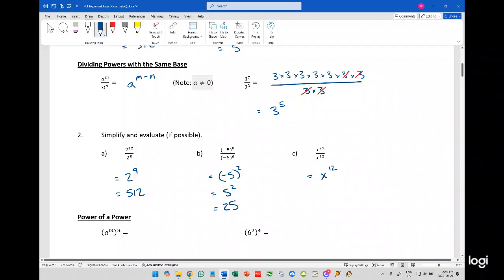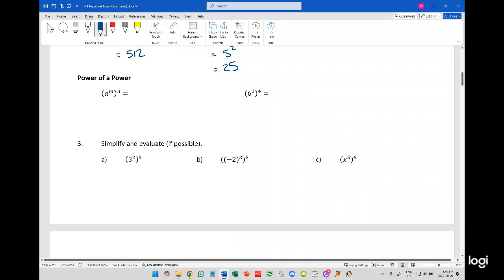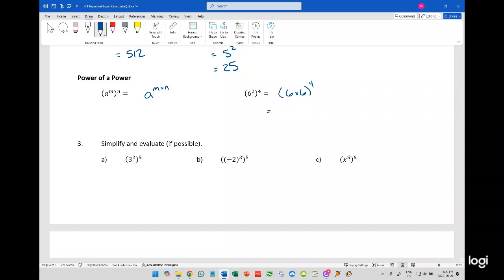Alrighty. Power of a power. If we have something in the form of a to the exponent m, all to the exponent n, what we do is we multiply those two exponents. And just to show you this works, 6 squared is really 6 times 6, which really is 6 times 6 times 6 times 6 times 6 times 6 times 6 times 6.